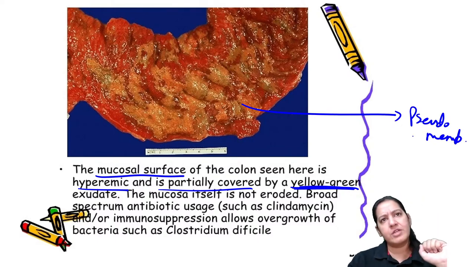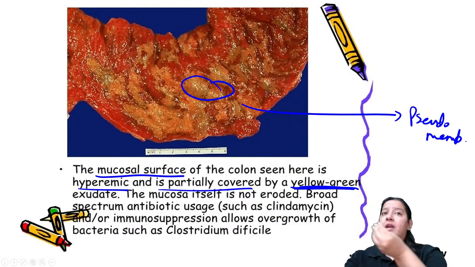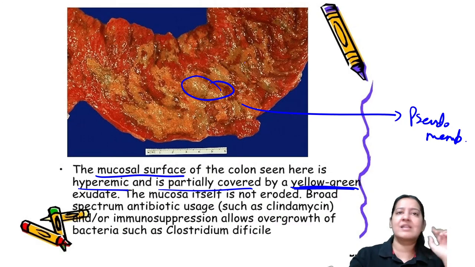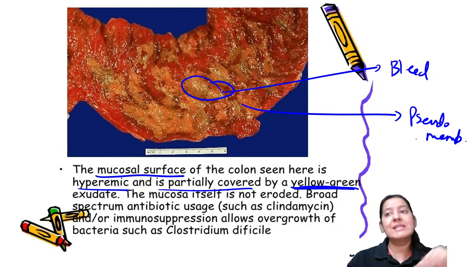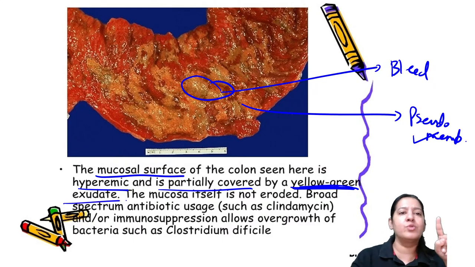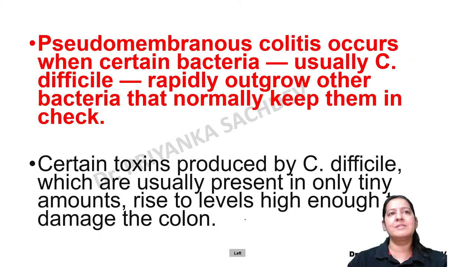What is false about it? If you try to scrape this membrane out, the membrane cannot be separated. It looks like it could be easily separated, but if you try to do it with the help of a scalpel, the membrane cannot be separated. Rather, if you try it, it will start bleeding. So it is not a membrane. It is an exudate. Yellow-green exudate is there, which looks like a membrane, and it is caused by Clostridium difficile. Give me a thumbs up.